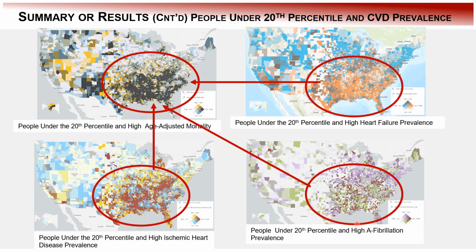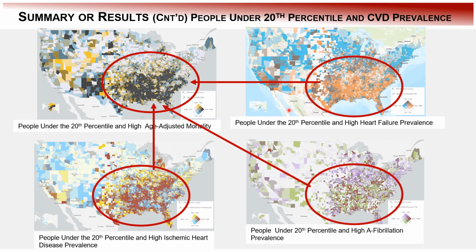The bottom right map points to the same economic conditions suffering from a high prevalence of atrial fibrillation, same area of the United States, although a little bit more dispersed. And then we look at the bottom left map, which corresponds to high ischemic heart disease prevalence, also for the same economic conditions, and points to the same area in the United States.